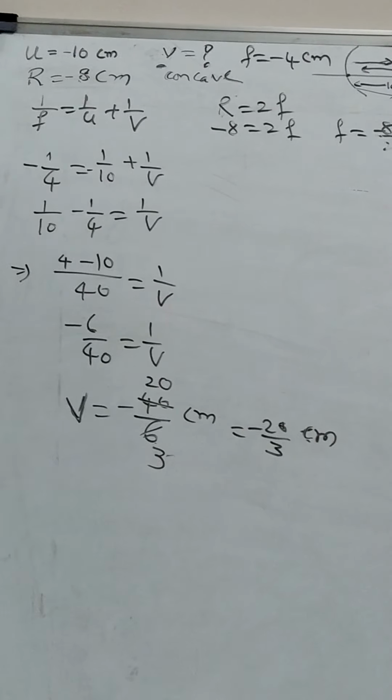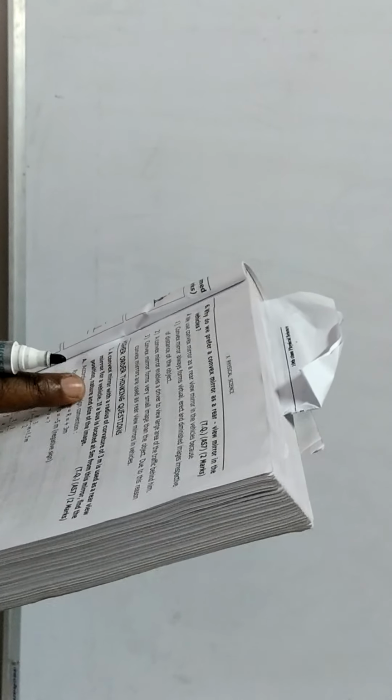Now see, one more problem I am telling. Listen carefully. A convex mirror with a radius of curvature 3 meters is used as a rear view mirror for a vehicle. If a bus is located at 5 meters from the mirror, find the position, nature and size of the image. See what is given? A convex mirror with a radius of curvature 3 meters. So R equals 3 meters.